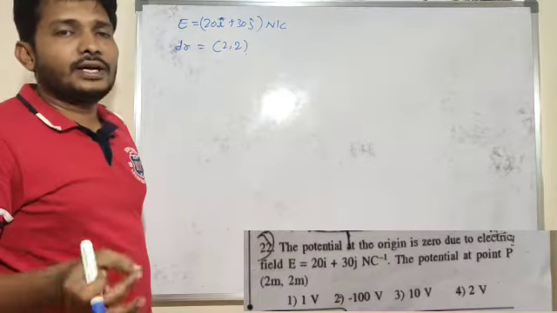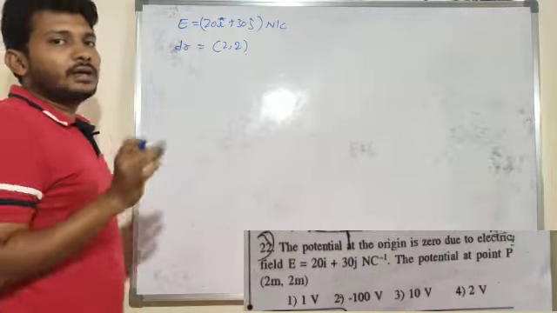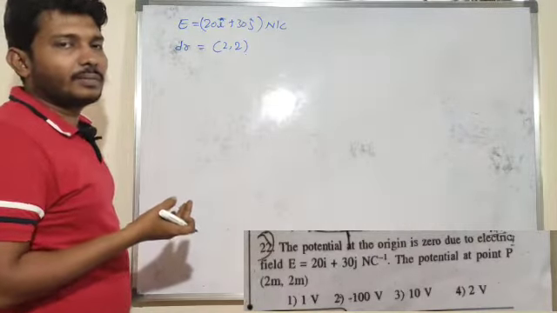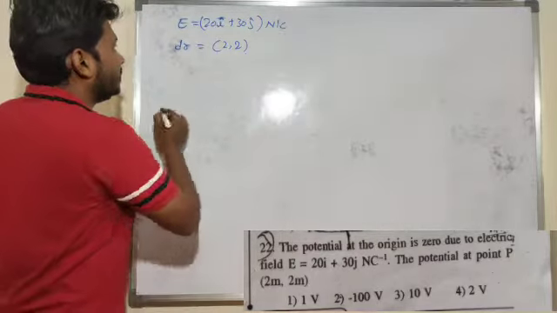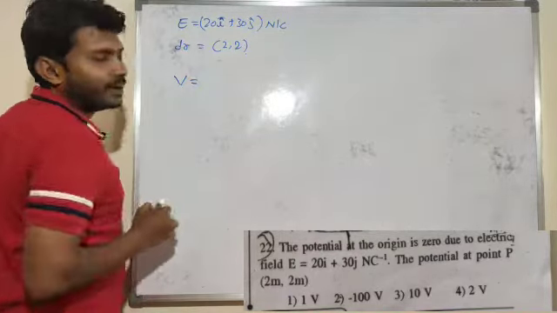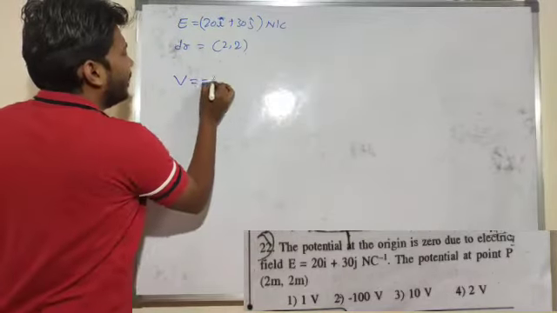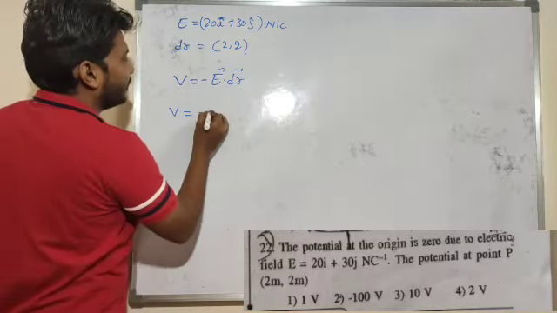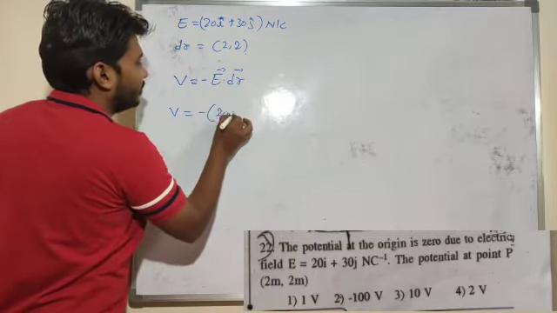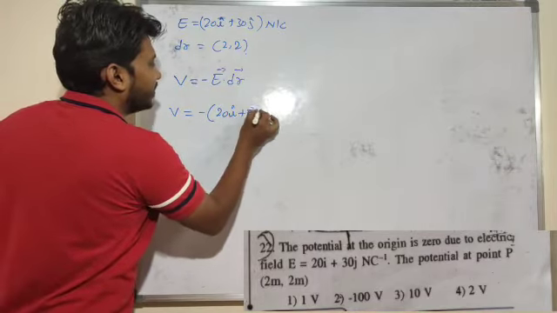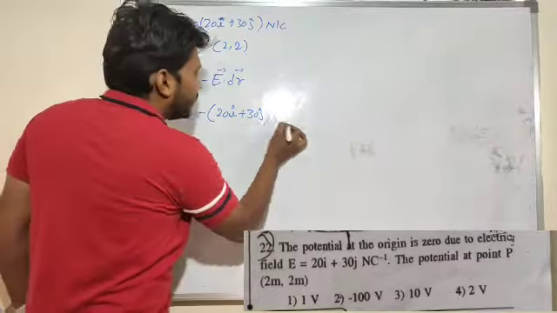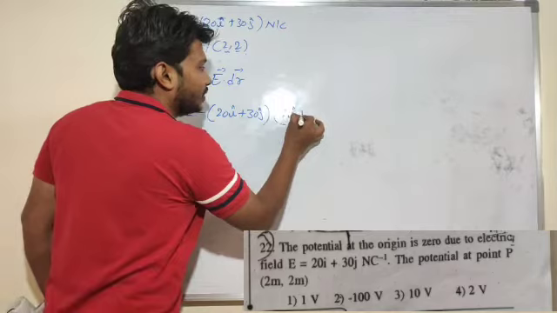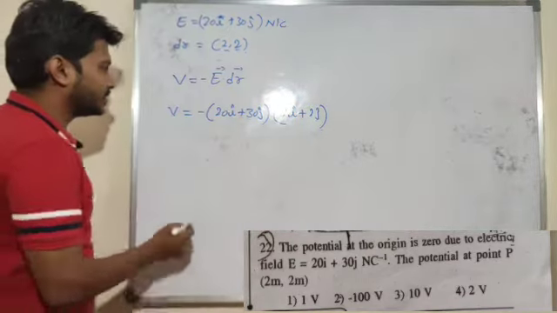So which value do I need to determine here? Potential at point P. That point P is at a distance of 2 meter and 2 meter from the origin, so from the x axis 2 meter and from the y axis also 2 meter. In order to determine the potential value, V is minus E dot R. What is the value of the electric field here? 20 i cap plus 30 j cap. So what is the R value here? 2 comma 2, so along the x axis 2 meter and along the y axis also 2 meter.